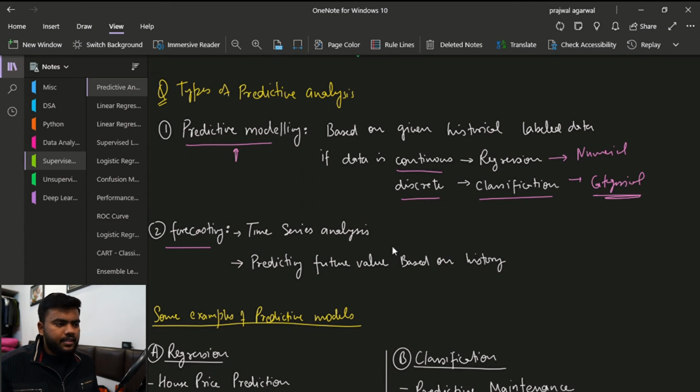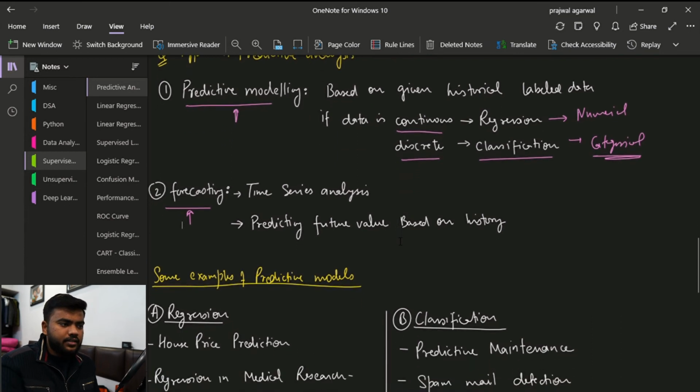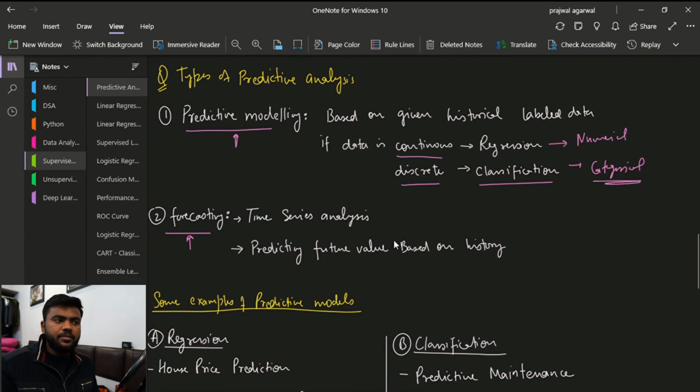Another type of predictive analysis is forecasting, and in forecasting we deal with time series data, the data which is coming every second. For example, the weather report, you need to analyze the weather of every second of every day to predict the weather. And for example, the stock price also, you need to analyze stock prices every day. So the time series data is what we call forecasting. So these are two types of predictive analysis. We can perform predictive modeling, or we can do forecasting.